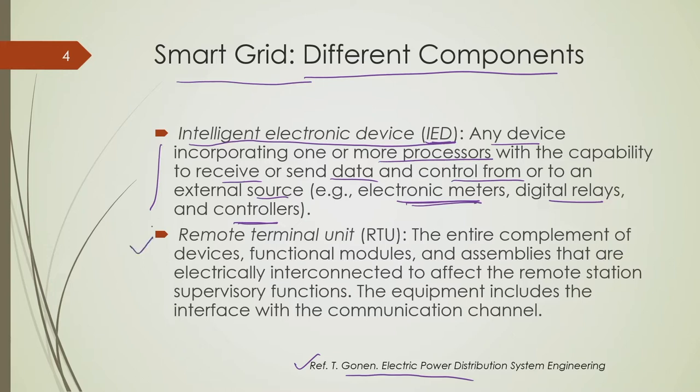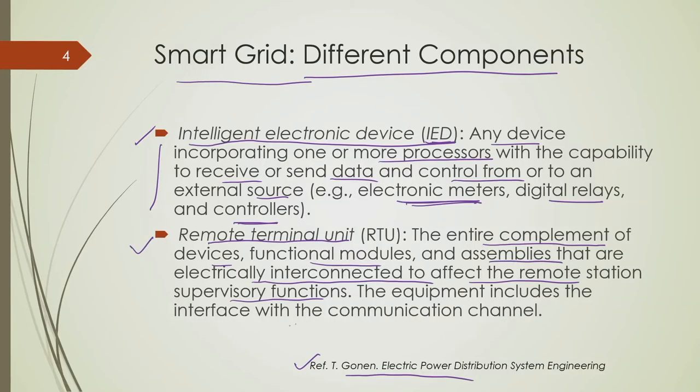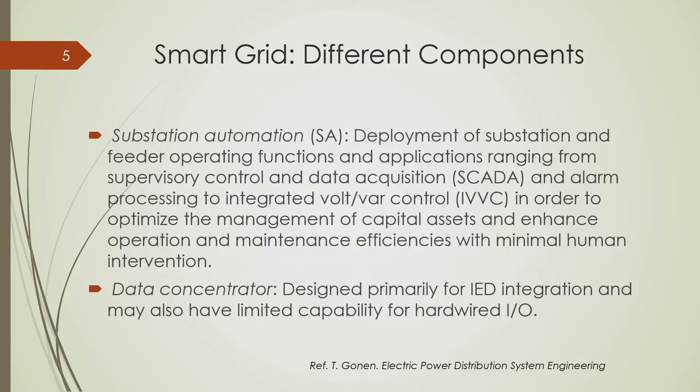Okay. The next definition is remote terminal unit, RTU. It is an entire complement of devices, functional modules and assemblies that are electronically interconnected to effect the remote station supervisory functions. These remote terminal units are usually located in remotely operated stations or remotely operated devices. So, this equipment includes the interface with the communication channel. There are some small substations or parts of the networks which are remotely operated, and these are part of the remote terminal unit.